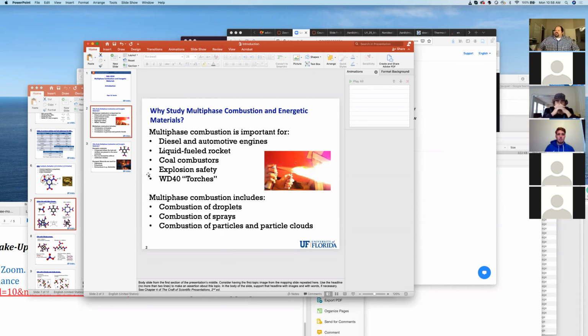Well, multi-phase combustion is important for a lot of things. Diesel engines, tractor trailers and other things like that use the combustion of fuel sprays, and so quite clearly that is important for diesel. Understanding multi-phase combustion is important to making new efficient diesel engines, which can not only be higher performing and more fuel efficient, but can also lead to reduced pollutant emissions. Now, the formation of pollutants is something that we're not going to discuss in this class.